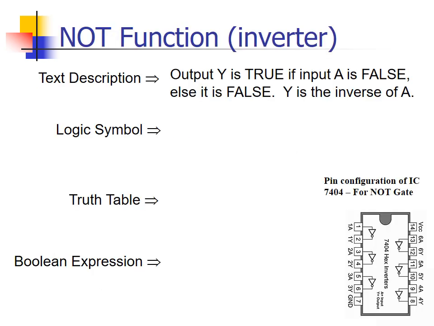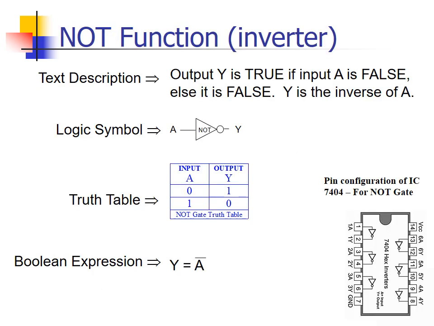Next, the NOT function. NOT is nothing but complement. So here only one input is there and only one output is there. If the input is 0, the output is 1, and if the input is 1, the output is 0. So symbolically, the Boolean expression of the NOT function is Y is equal to A bar. That bar denotes the complement or negation. For the NOT gate, we use the 7404 IC. It is also a 14 pin IC. Pin number 7 is always ground and pin number 14 is always VCC.